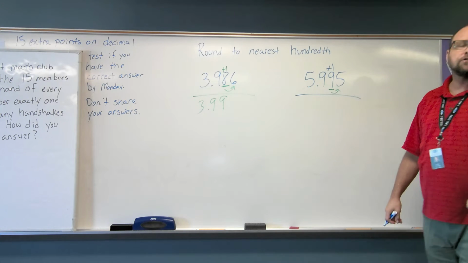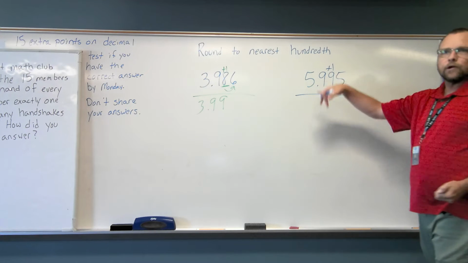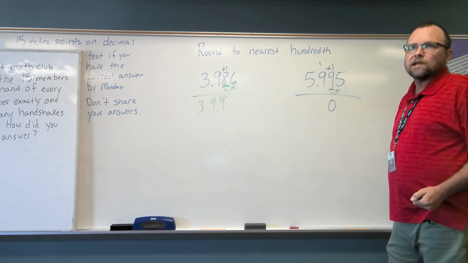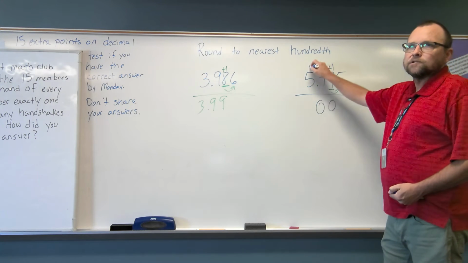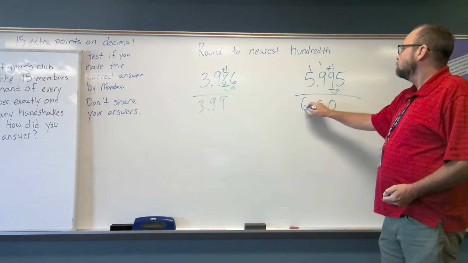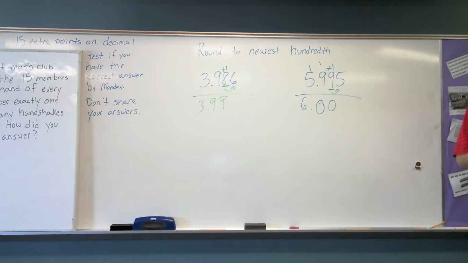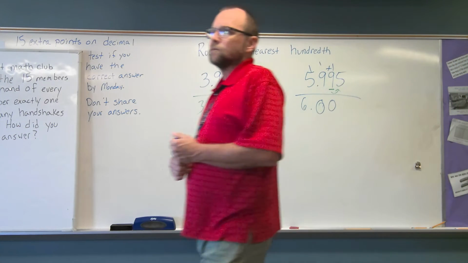And the reason I want you to add 1, not just say move it up, is because this one's going to require some regrouping. I have 10 hundredths, which is the same as 1 tenth. I have 10 tenths, which is the same as 1 whole, which makes it 6. So 5 and 995 thousandths rounded to the nearest hundredth is 6.